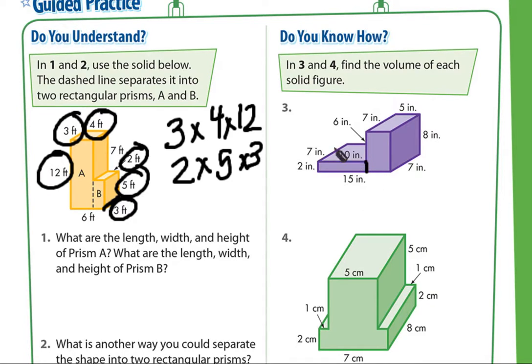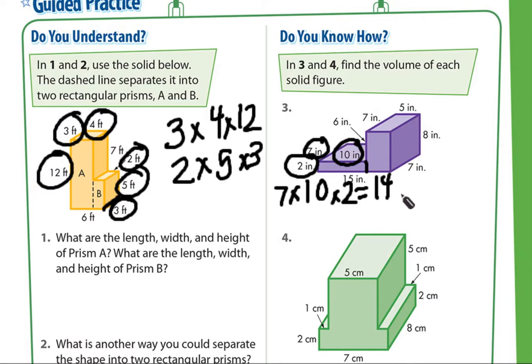So now I need to look at this little piece, and I'm going to do my width is 7. Don't get confused because the length is no longer 13, because 15, I'm sorry, because you're not going all the way across. My width is 10 and 2. So I would do 7 times 10 times 2. That would be rectangular prism A, and that equals 140 inches cubed.